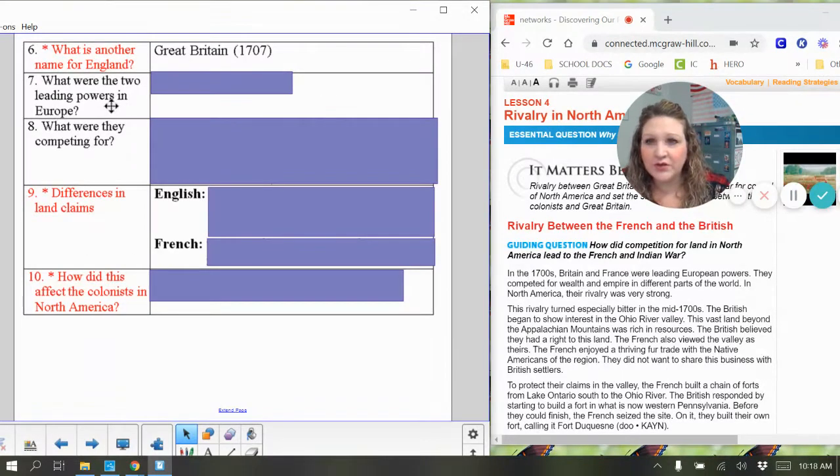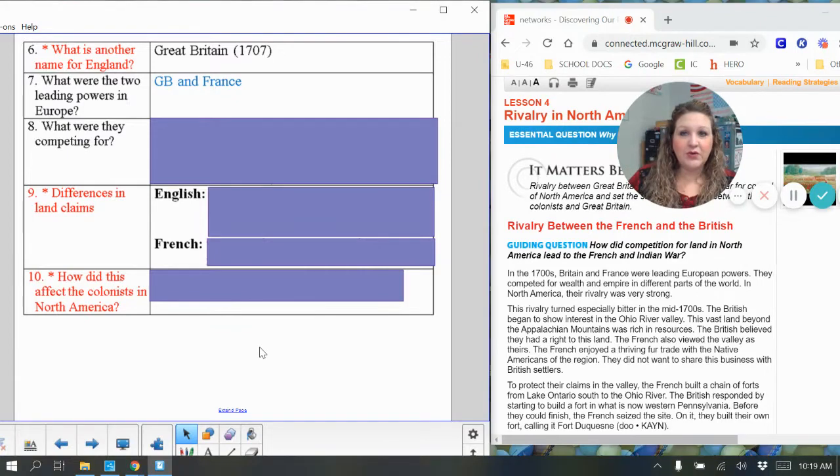I don't have the and North America added onto here, but it's the same answer. So our 2 leading powers should have been easy to figure out. It's who we've been talking about since we started this section, and that is Great Britain and France. So now again, here I did the GB for Great Britain.